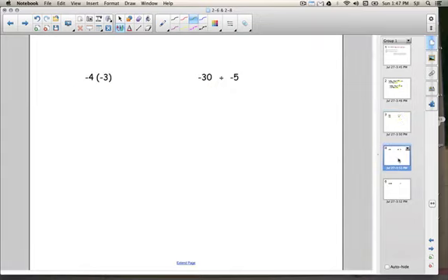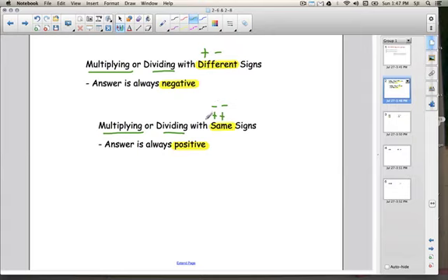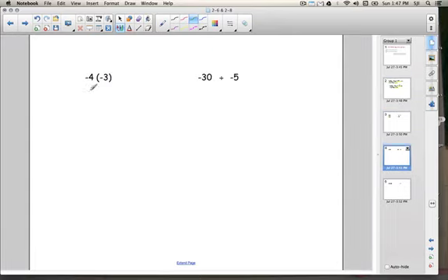Let's try a couple more examples. Here I have negative 4 times negative 3. That means I have two negatives that I'm multiplying together. Let's see. Oh, right here. When you have two negative signs, or when the signs are the same, your answer is going to be positive. So that means our answer right here is going to be positive, which I don't need to write a little plus sign. Now I'm just going to do the math. 4 times 3 is 12.